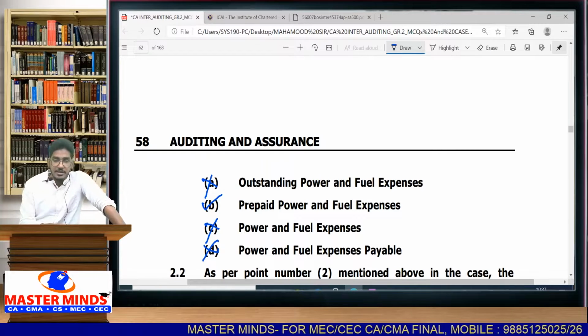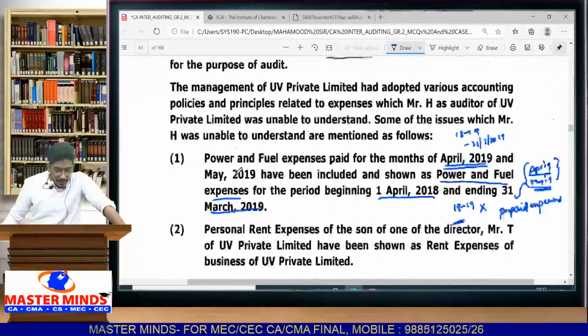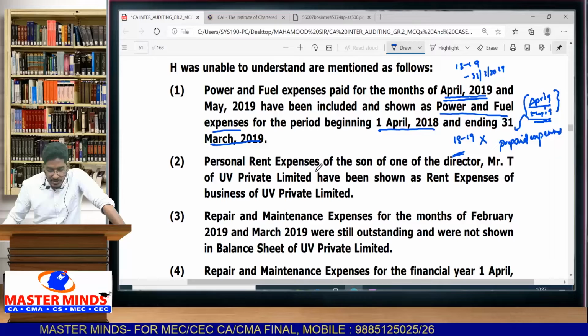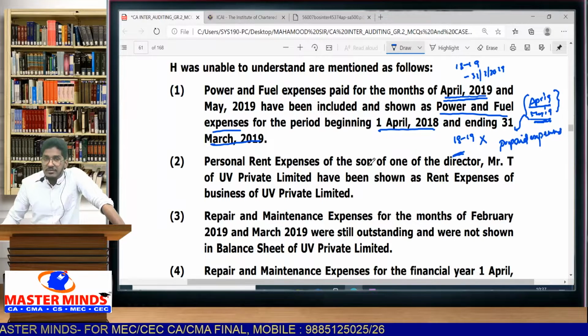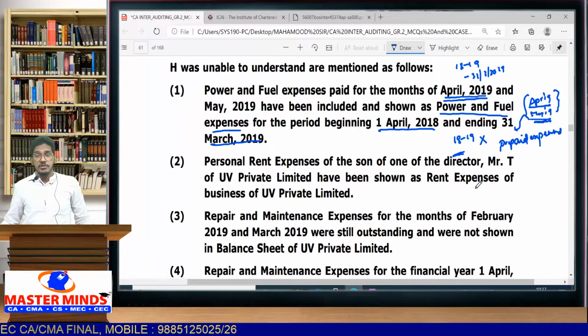So which option is correct? B option is correct. Now read the second point. Personal rent expenses of son of one of the directors, Mr. T of UV Private Limited, has been shown as rent expenses of business of UV Private Limited.